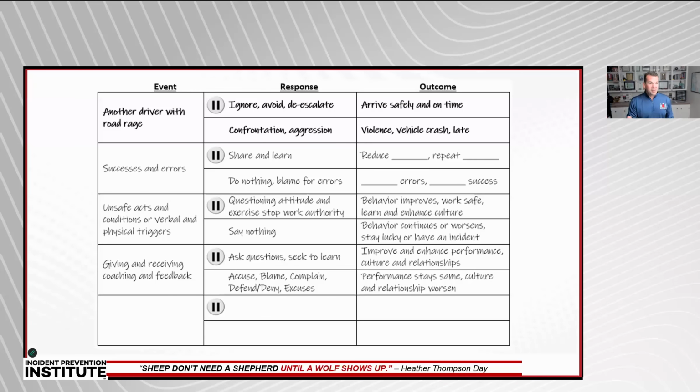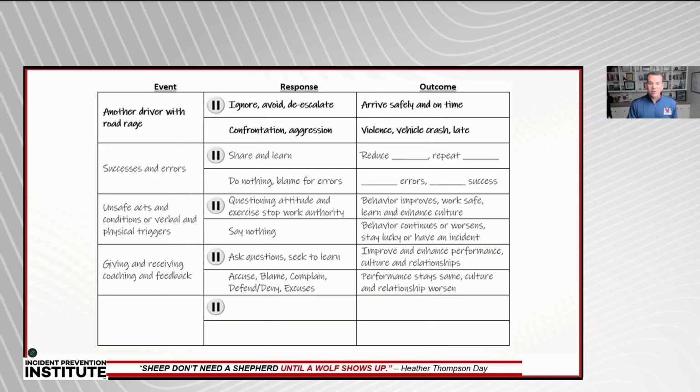So the fill in the blanks there are that you're either going to reduce success and repeat errors, or reduce errors and repeat success, or increase errors and decrease success. That is really, really important to think about with both successes and errors.